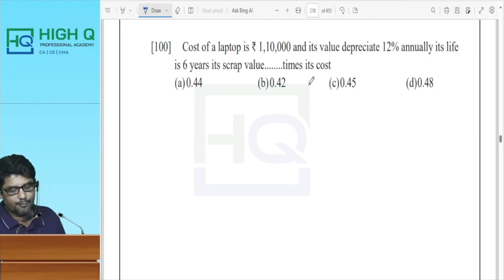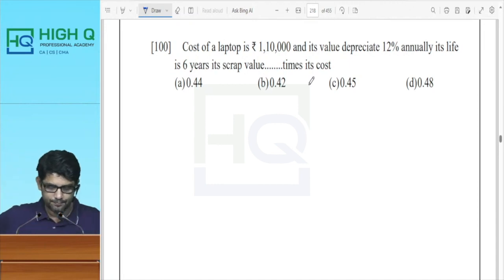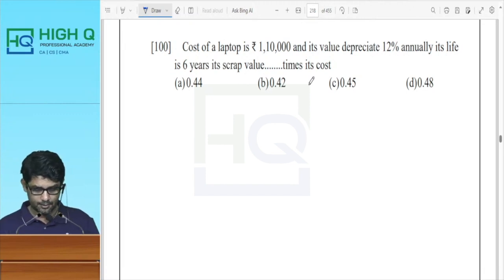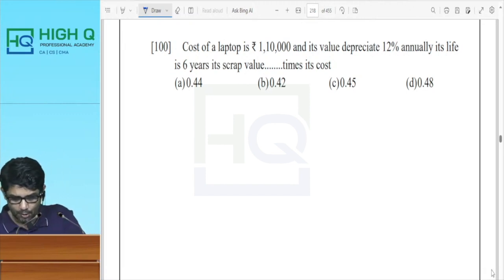First find the scrap value. What is the scrap value? How much? Wait. What is it? 51,000? 84? 51,084. 51,084. Option C, approximately.